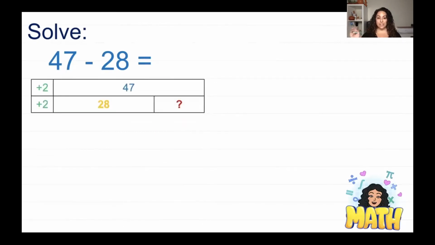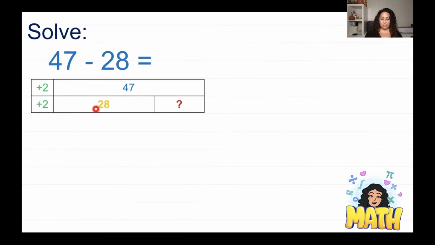So let's go ahead and look at our new tape diagram. I have 28 plus 2, and I have 47 plus 2, and I need to find the missing variable. So what is 28 and 2? Well, 28, 29, 30.